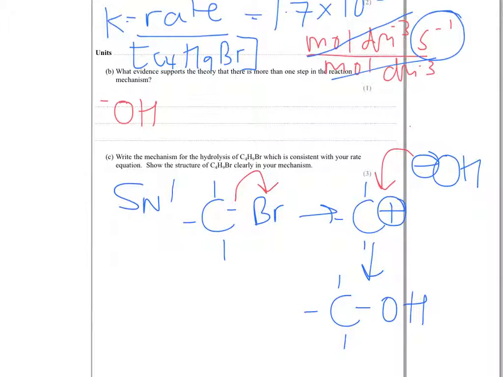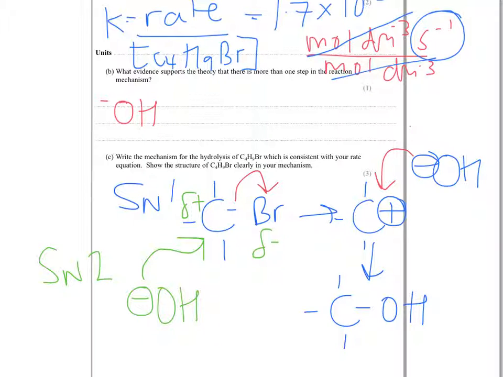If we had an SN2 reaction, that would be where we had two molecules in the rate equation, where the C4H9Br and the OH- appeared in the rate equation. The SN2 reaction then would be where the two molecules in the rate determining step react, and it would be your OH- attacking the slightly positive carbon, being slightly positive because of the difference in electronegativity, and then the reaction will proceed along the SN2 route.